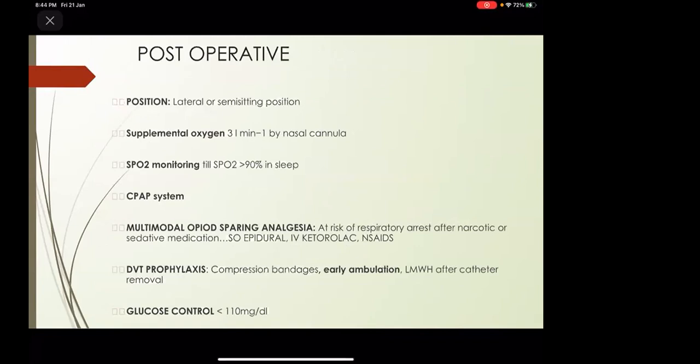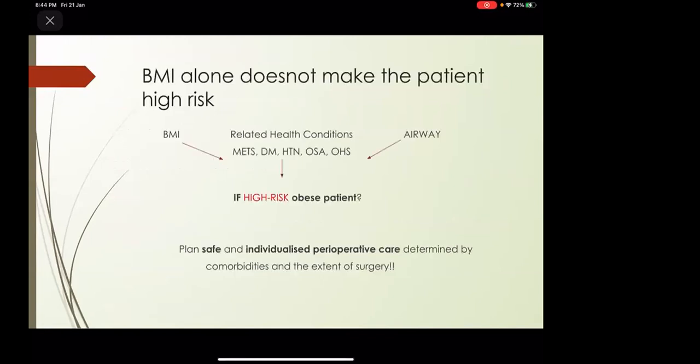I'll monitor the SpO2 till the patient is either ambulatory or the SpO2 is more than 90 on sleep, and I'll use CPAP post-operatively. Multimodal opioid-sparing analgesia using epidural top-ups, ketorolac, other NSAIDs, and compression bandages and early ambulation and low molecular weight heparin for DVT prophylaxis. Throughout, I'll ensure the glucose is less than 110 mg per deciliter.